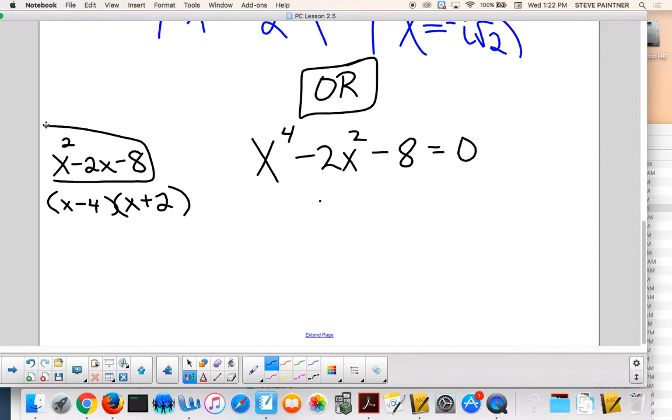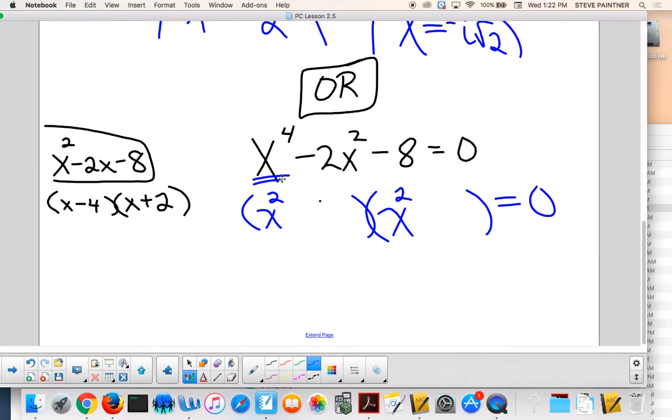Big deal. Just do it. Try it. What would it have to be here, guys? What would this have to be? X squared minus 4, X squared times X squared, x squared. Is that x to the fourth? Yeah. Now guys, this is the same thing.